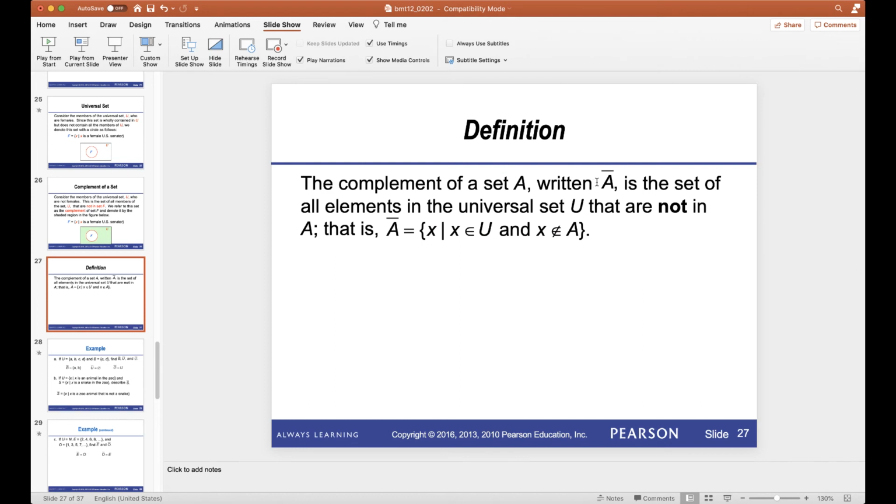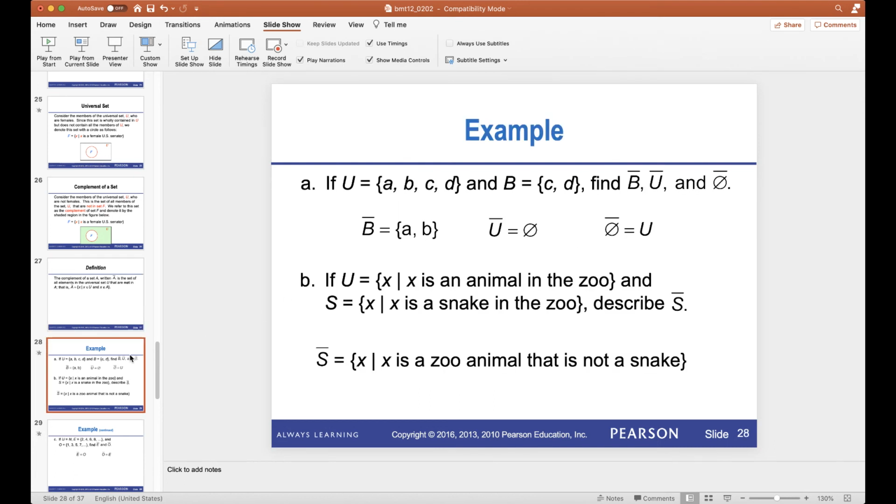The complement is written with a line above the A, which denotes the complement of such a set. So here it's {x such that x belongs in U}. It's still in the universal set. For example, in the last example, they're still a U.S. senator, but they don't belong to F. So F complement is equal to {x such that x is a U.S. senator and does not belong in the set of female senators}. Okay, so here are some examples.